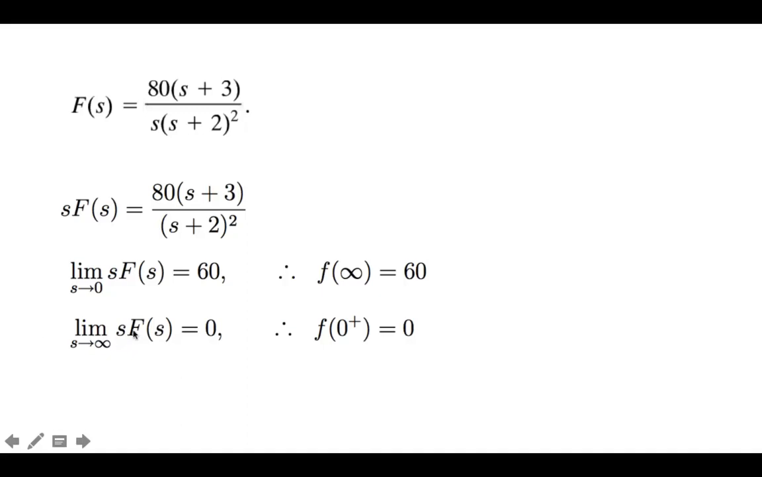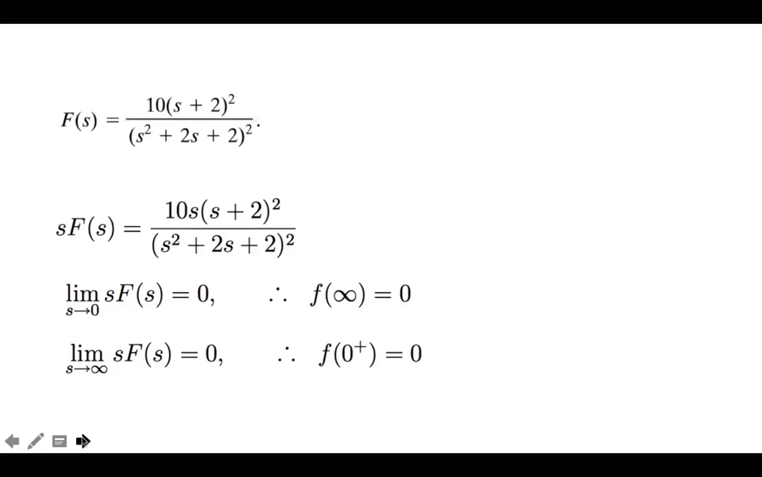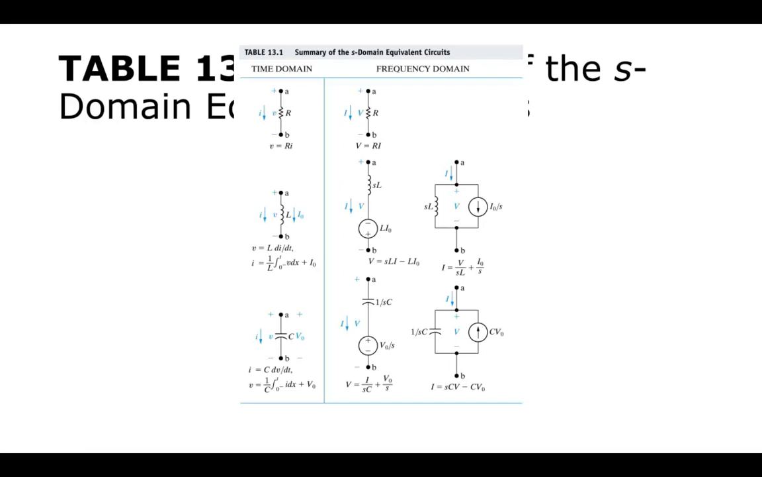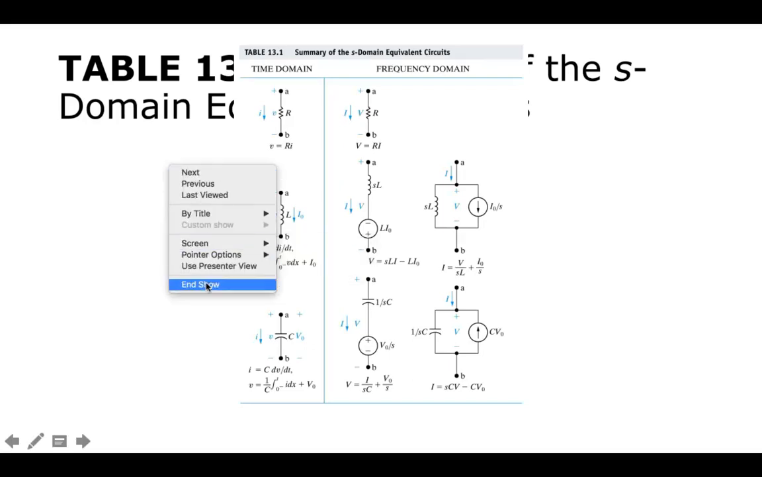Once again, now if you take the limit as s goes to infinity, because the denominator is of higher order than the numerator, that function will go to 0. And I believe that's the last example. Yes, that's the last example of initial and final value theorem.